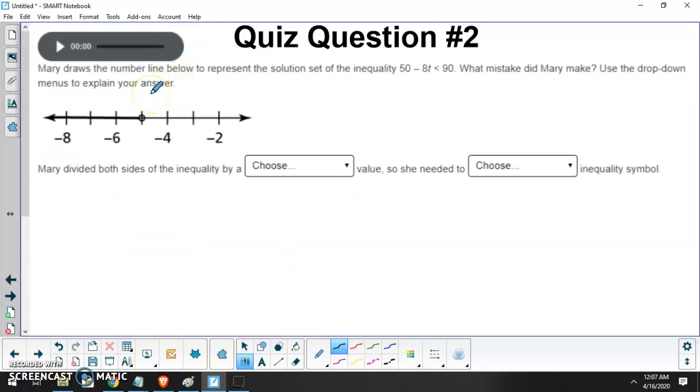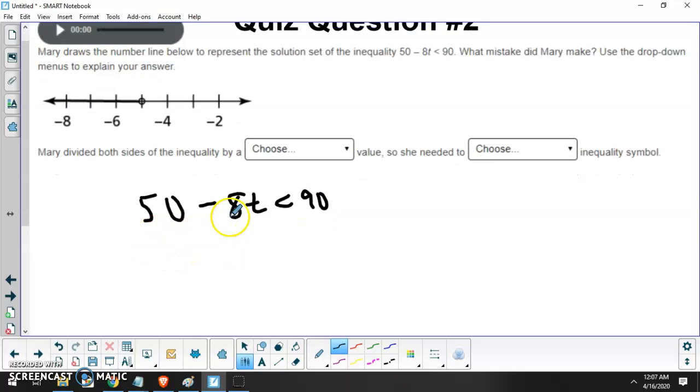Next one here. Mary draws the number line. You have this inequality. What mistake did Mary make here? All right, so hopefully, if you're going to make a mistake, it's probably going to be what Mary makes, okay? Unless you just don't know how to add or subtract positives and negatives or don't know how to solve a two-step. But, all right, so we're solving a two-step here. So you don't want to get rid of the negative 8 first because it's connected by multiplication. Remember, you always want to undo plus or minus first. This 50 is positive 50, okay? So to undo positive 50 or adding 50, you want to subtract 50 to undo it. So subtract 50 from both sides.